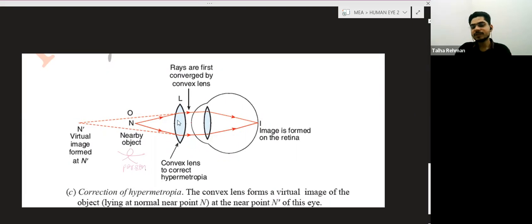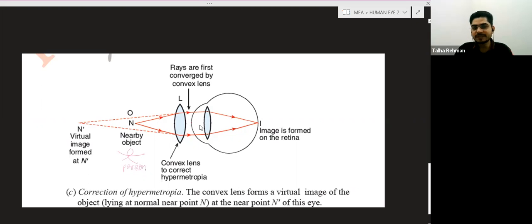And this is the lens you have placed, a convex lens. These are the rays, and there will be refraction from this lens. Due to the refraction, a virtual image of this object will be formed at this point. And what is this point? This is the actual near point of the hypermetropic eye, meaning up to this distance this eye is able to see the object.